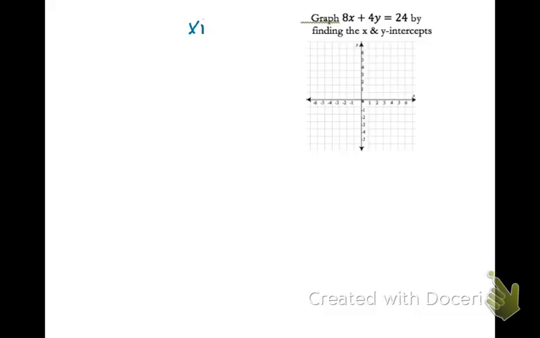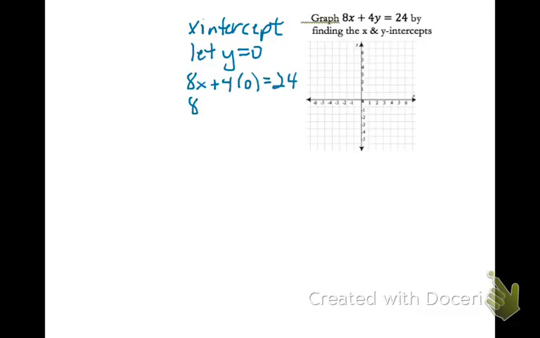So remember, with our x-intercept, that's where it crosses the x-axis where y is 0. So you're going to let y equal 0 in the equation. So what I mean by that is you're going to write the equation 8x plus 4 times, but instead of y, you're going to plug in 0. And this will help us see what x is doing when that y value is zeroed out. So divide both sides by 8. You'll see x equals 3. So there's our first x-intercept at the point 3, 0. So we just had to work for it a little bit.